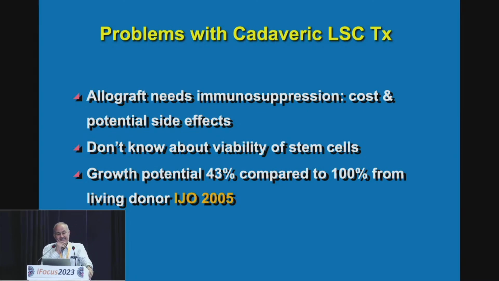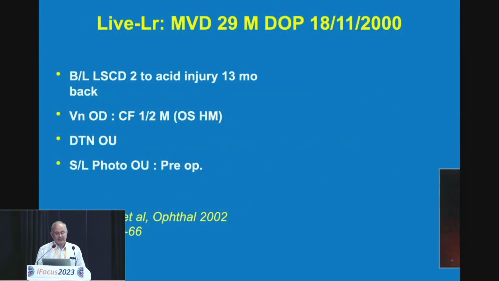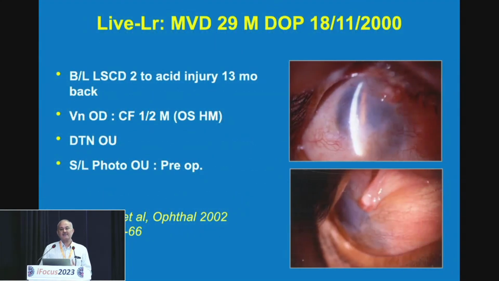If you are using cadaveric cells, we don't know if the limbal epithelium is viable or not, because corneal storage media are designed for endothelial preservation, not epithelial. Also, the growth potential of the cadaveric limbal epithelium is around 43%. And if you take live related, it is 100%, because if you take the live tissue, it will definitely grow. And that we have shown in the lab.